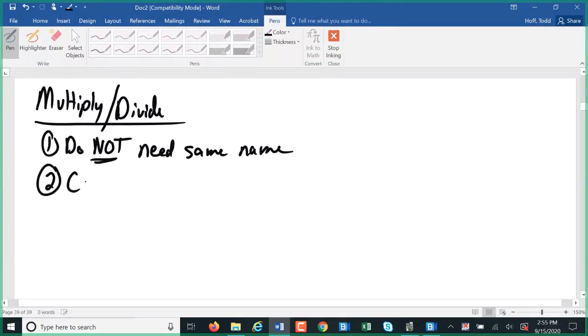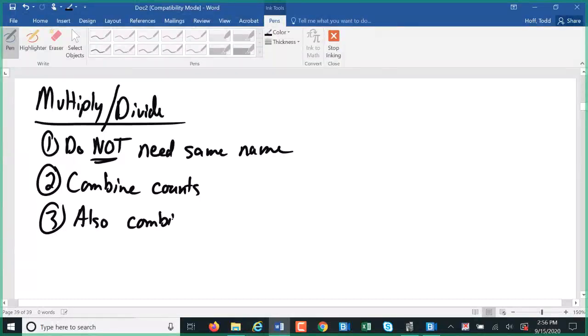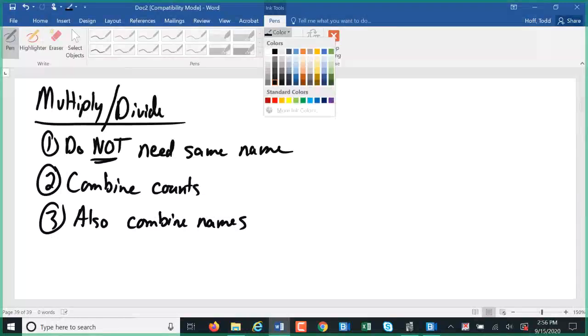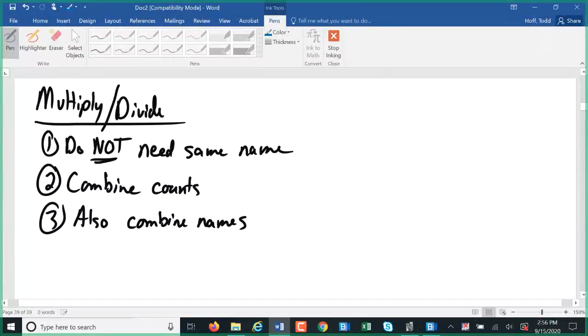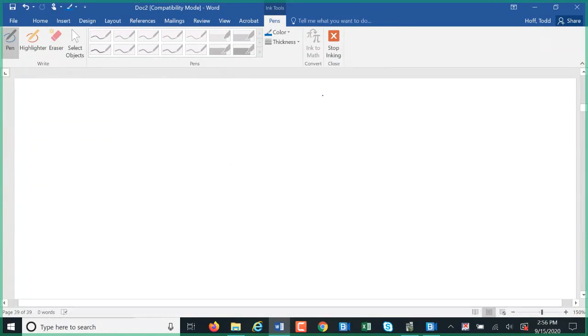We're going to combine counts. And then we're going to also combine names. So we've got to figure out how to combine the names, account for combining the names in our operations here.